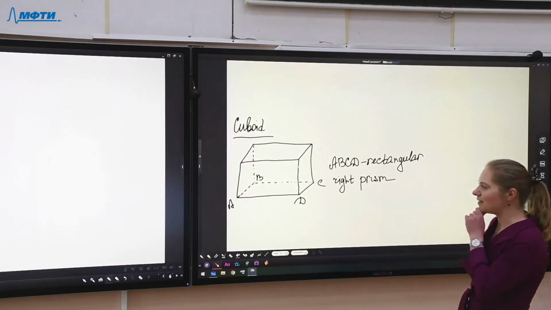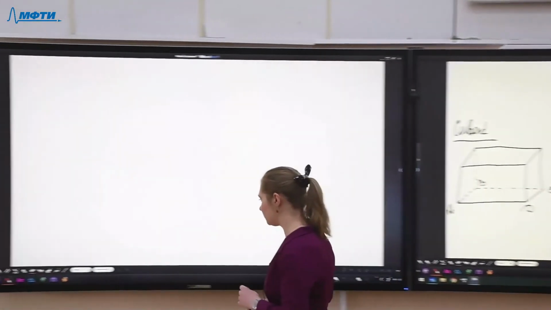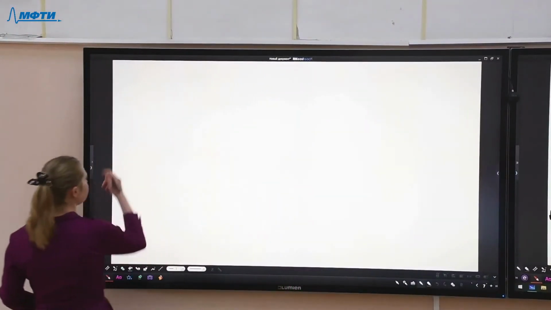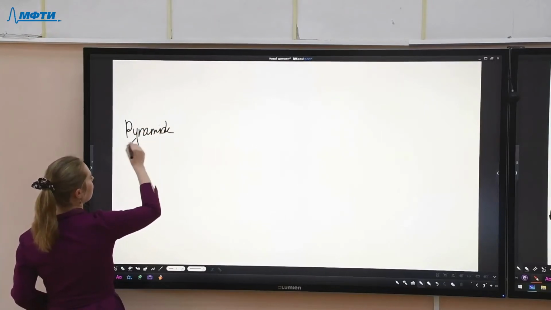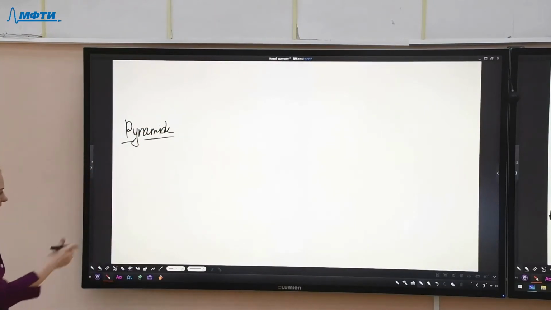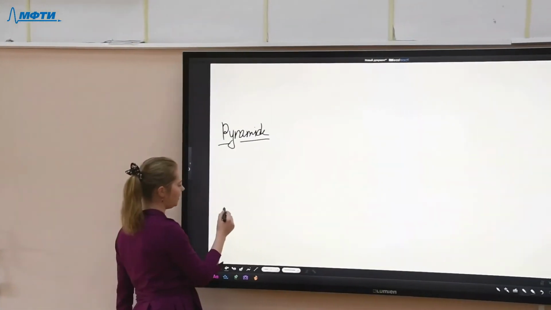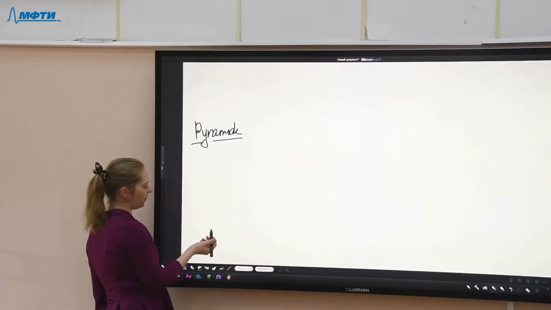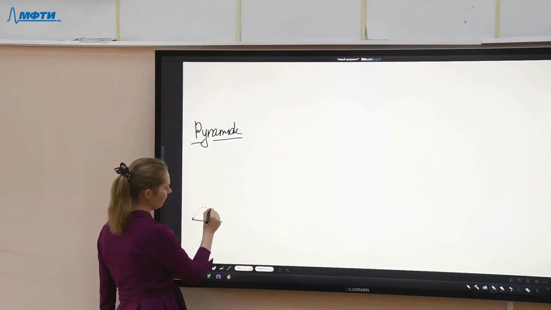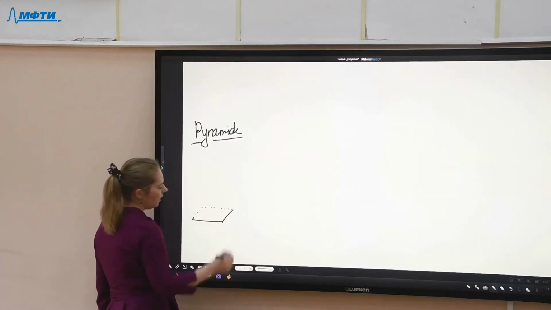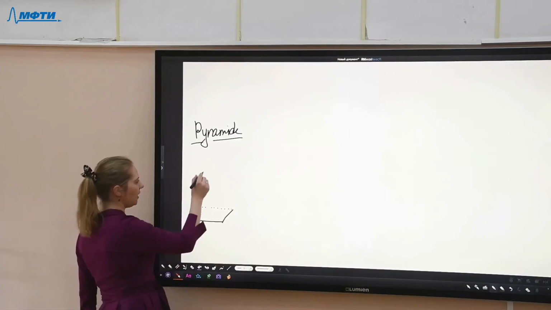Okay, the next object is a pyramid. A pyramid is a solid. We have a polygon as a base. Let's consider, for example, a quadrilateral. And then all the edges of this figure meet at the same point.